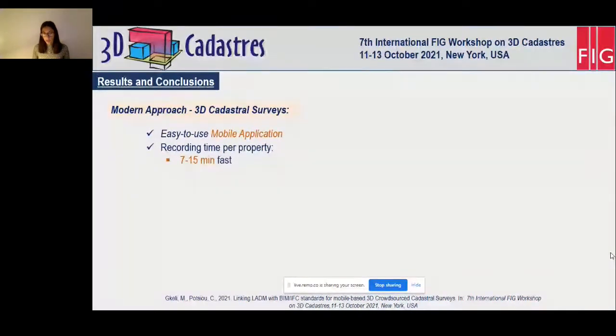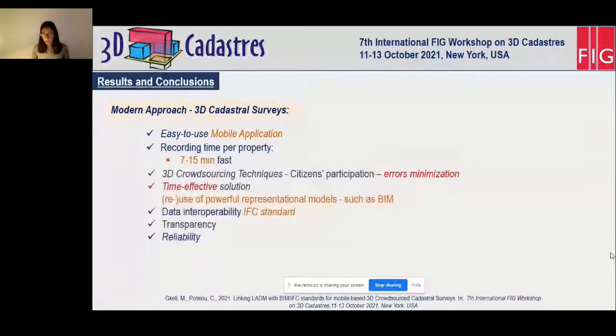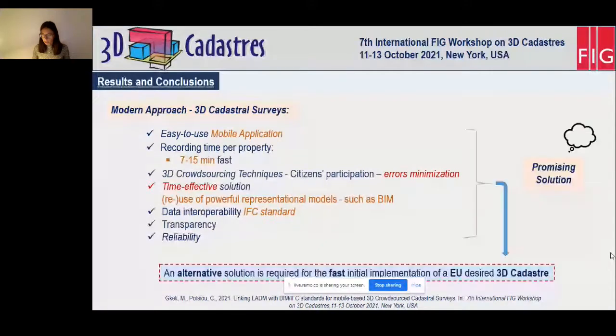The mobile application was easy to use, while the registration process was fast enough, with duration about 7 to 15 minutes. The utilization of an alternative, fast and reliable solution is needed for the effective management of land and multidimensional overlapping property rights. The shift to the use of an innovative data collection method, such as crowdsourcing, and the reuse of powerful representational models, such as BIM, may constitute a potential solution.